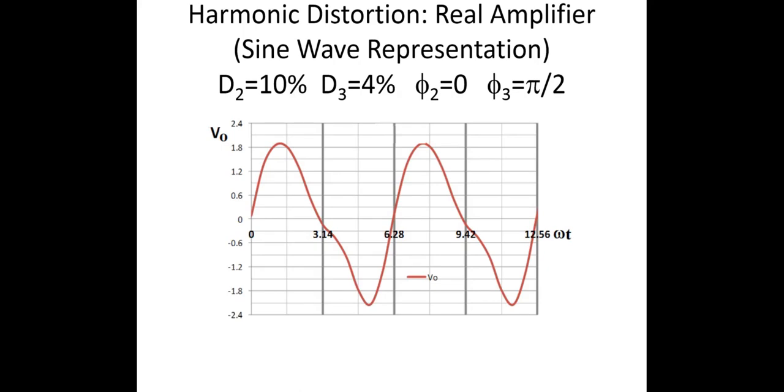So here you can see an example of a distorted waveform, and we had a look at this waveform earlier in the lecture. So here we have sine wave representation of the waveform with D2 equal to 10%, D3 is 4%, whereas phi 2 is 0 and phi 3 is equal to pi by 2 radians.